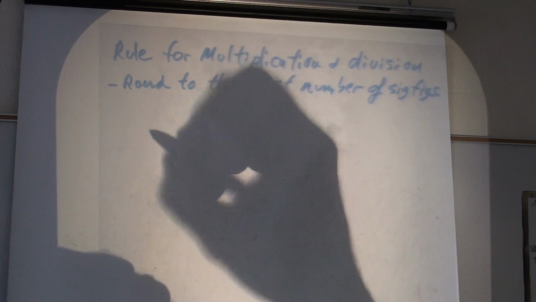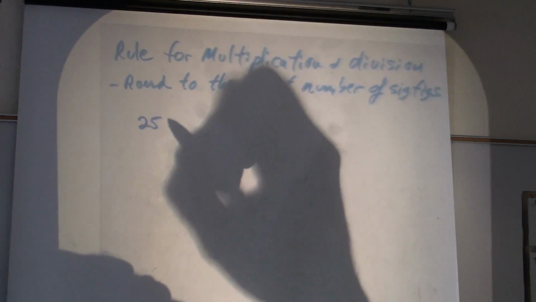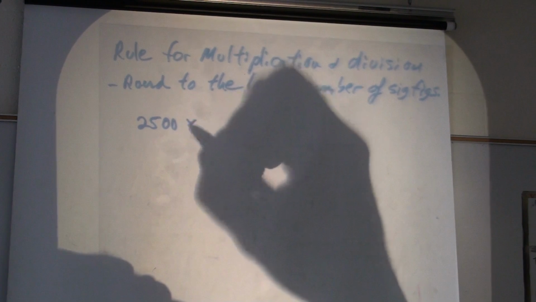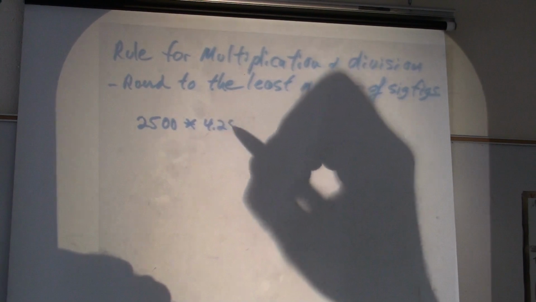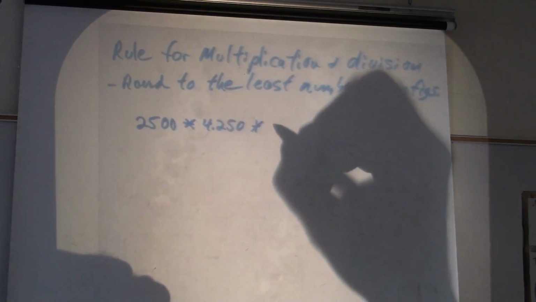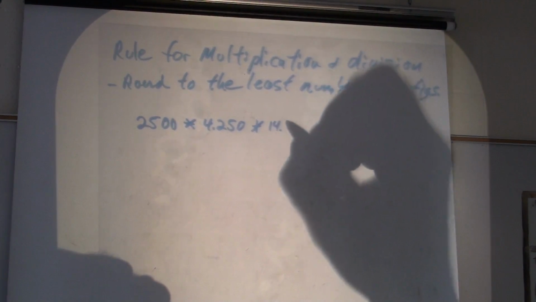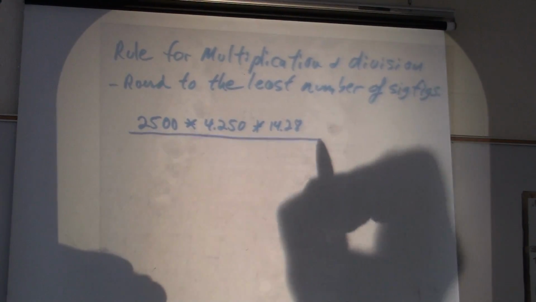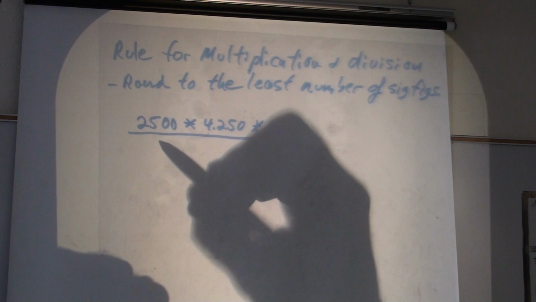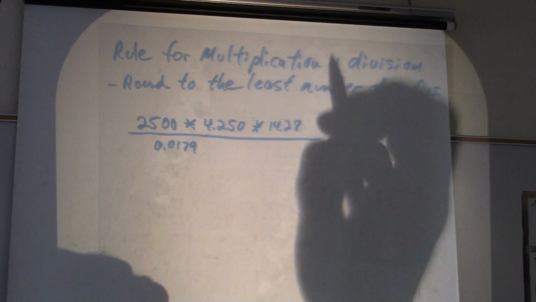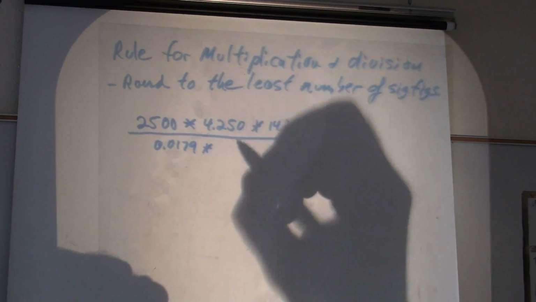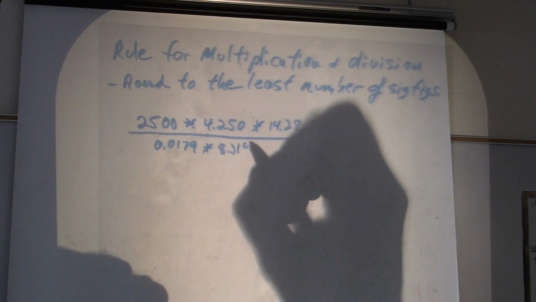So let's do this. 2,500 times 4.250 times 14.28 divided by 0.0179 times 8.314.